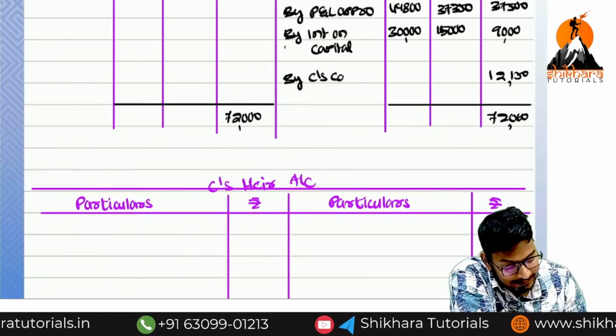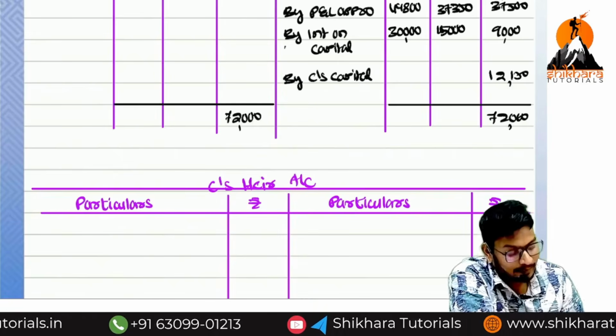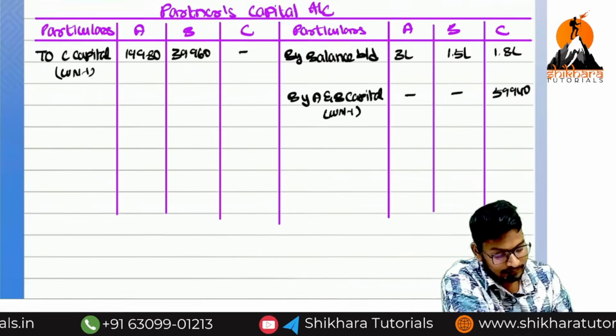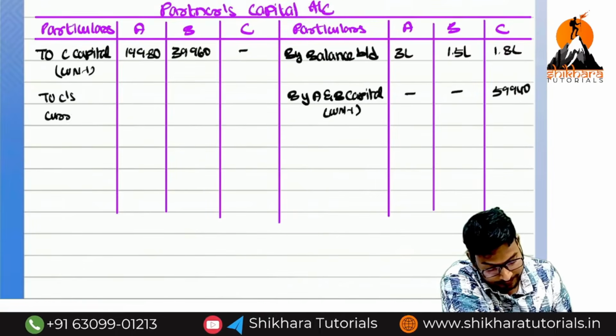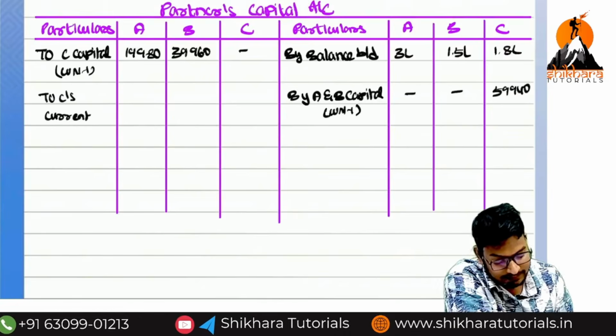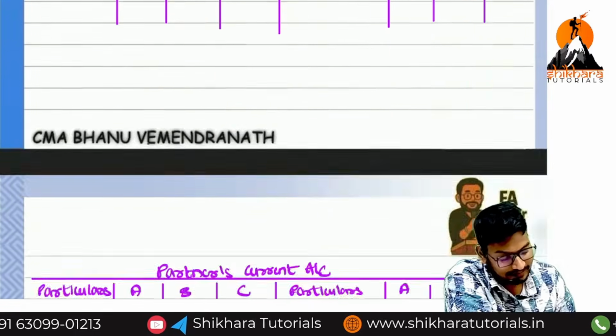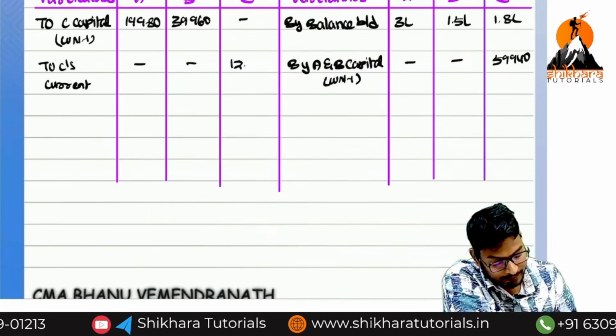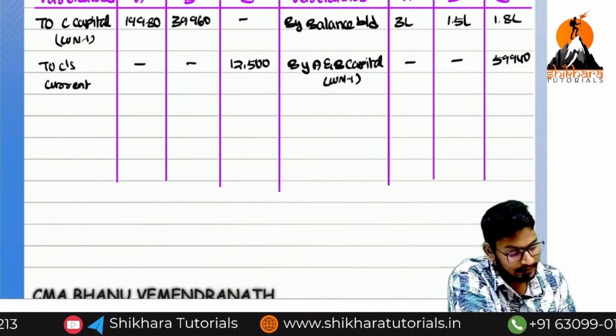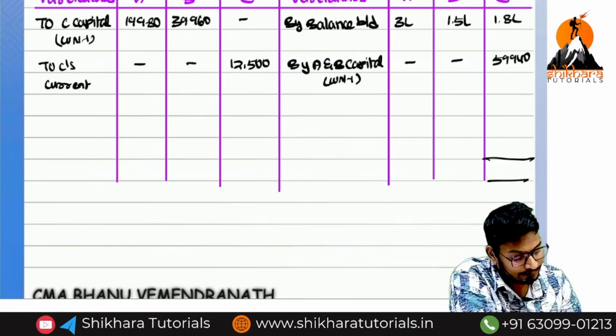By C's capital. The C's capital, which side, amma? Debit side. To C's current account. How many times you have done this adjustment? So what is the value, amma? Yes sir. 12,150. So the balance will be transferred. Now what is the balance, amma?